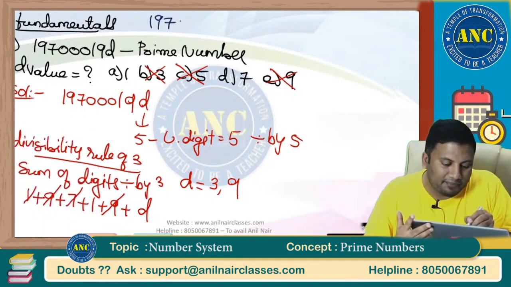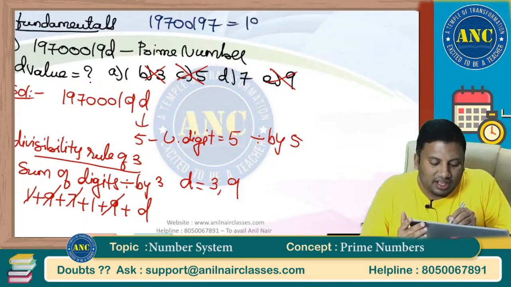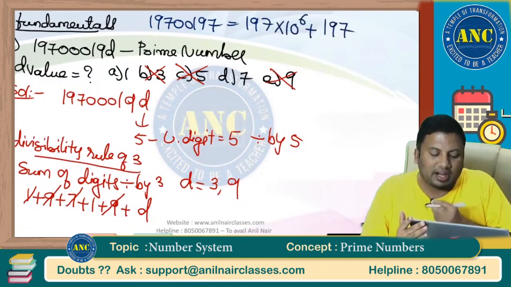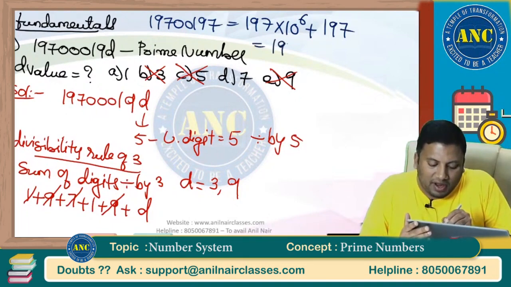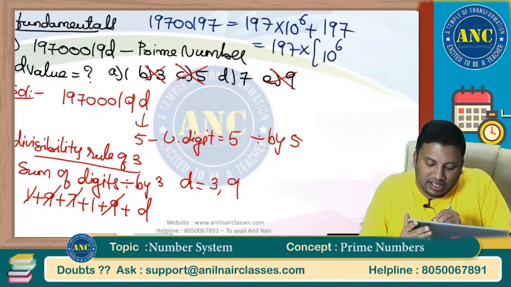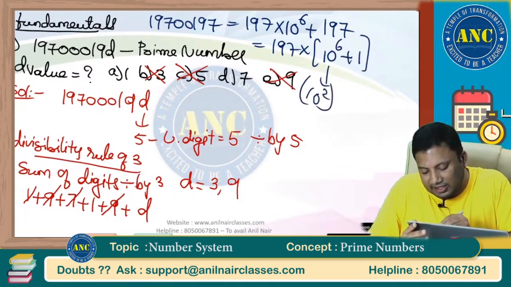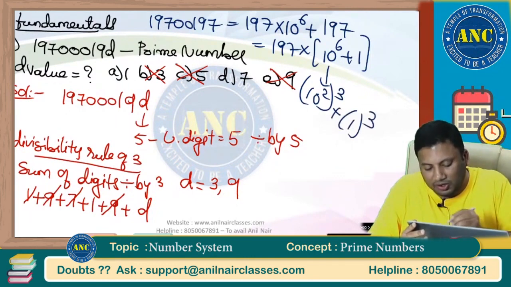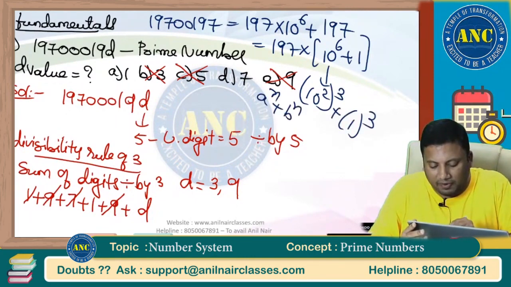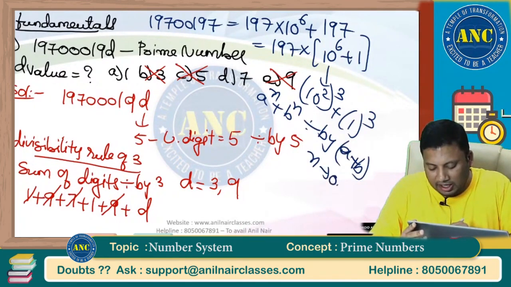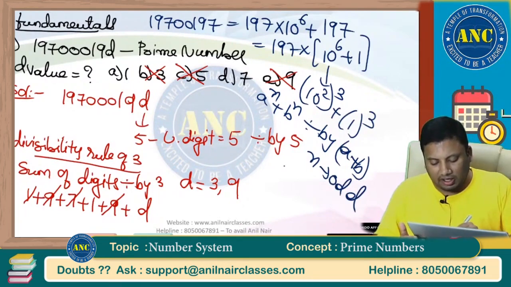Very, very good question. 197000197 is nothing but 197 into 10 power 6 plus 197. That is 197 into (10 power 6 plus 1). 10 power 6 plus 1, as we discussed in the previous class, is (10 square) whole cube plus 1 whole cube. a power n plus b power n is always divisible by a plus b if n is an odd number. If n is an odd number, that means the answer is divisible by 101.